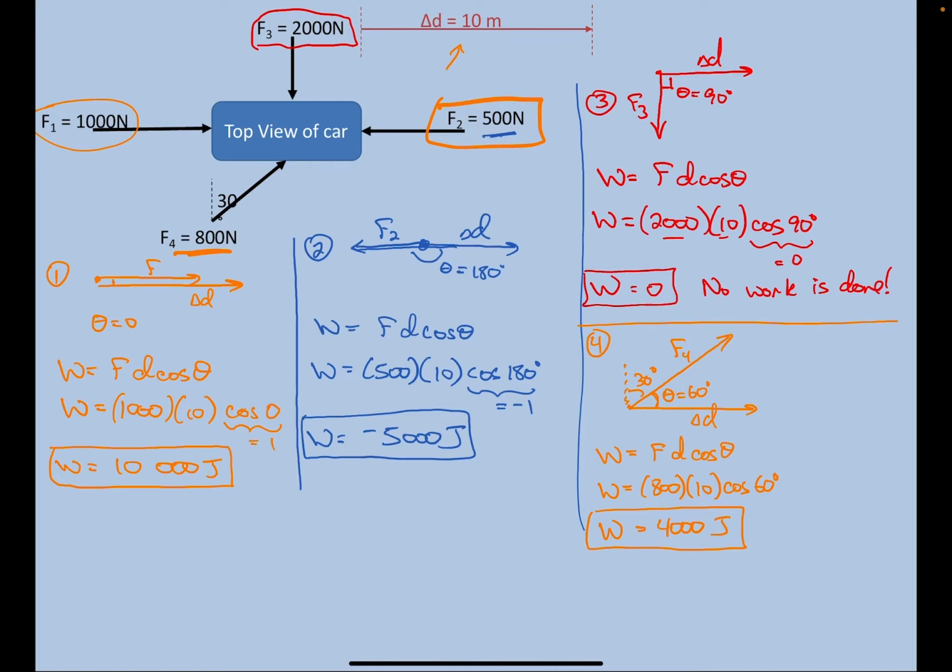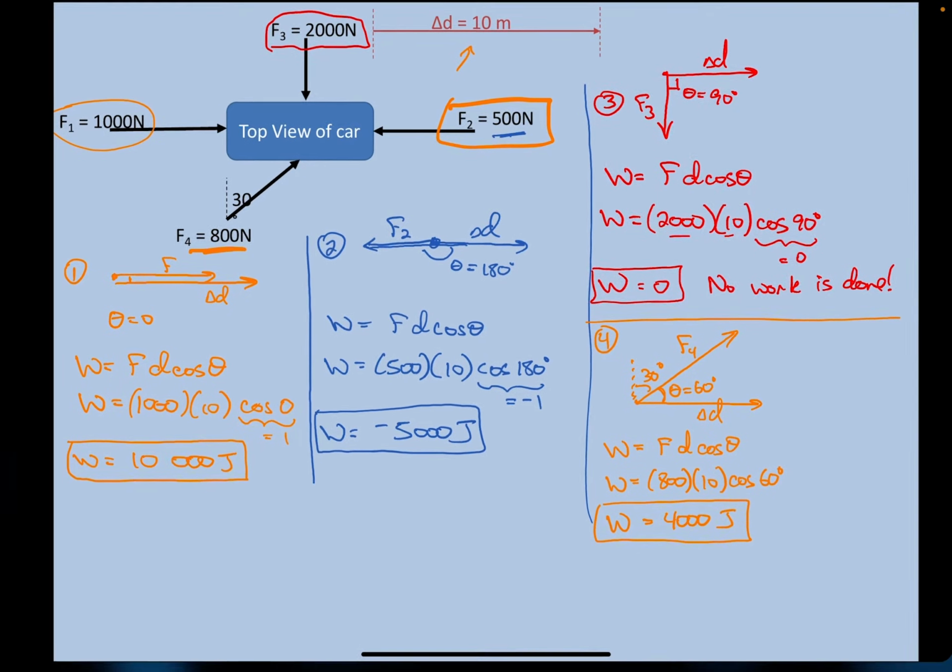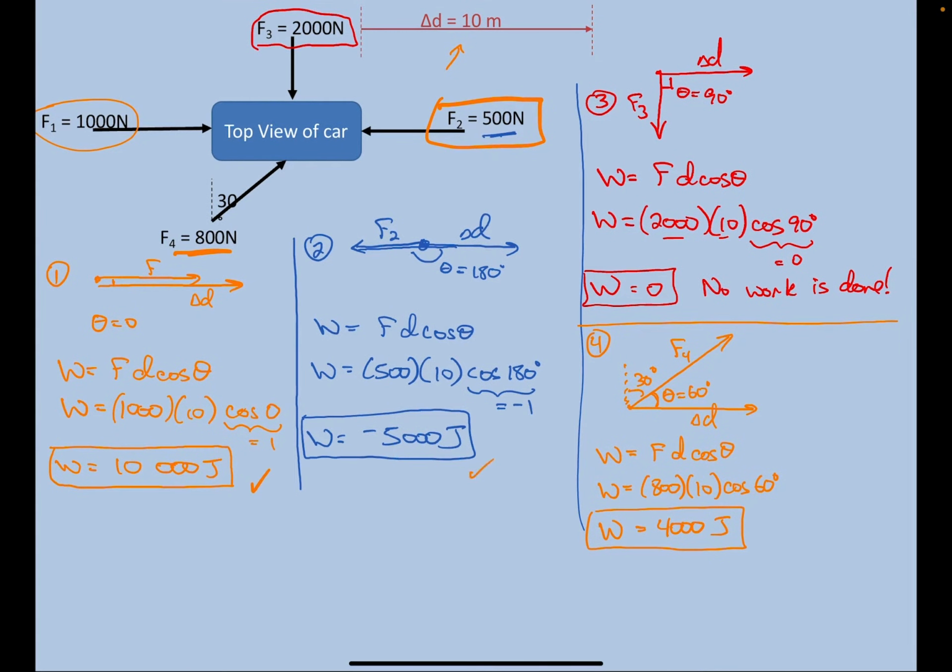Okay, so the original question, who does work? Student 1, so number 1, number 2, number 4 all do work. It's only student 3 that does no work. There is this difference in signs. So there's positive signs. I didn't write the positive signs. You don't need to, but just to make it clear, there's positive signs for student 4, for student number 1, that's positive work. If you do positive work, we're going to see this as we go through this unit.